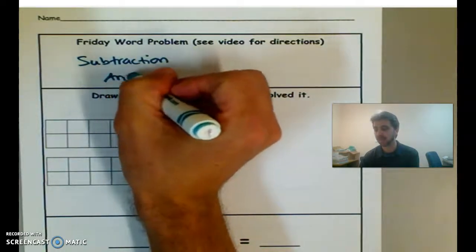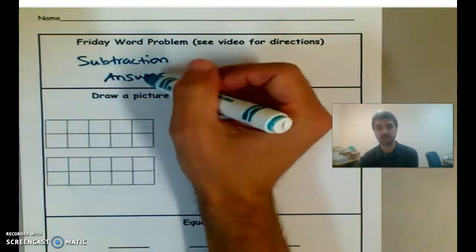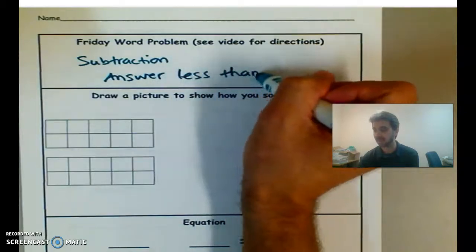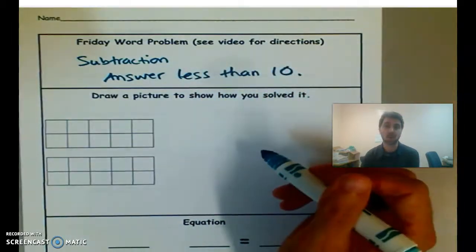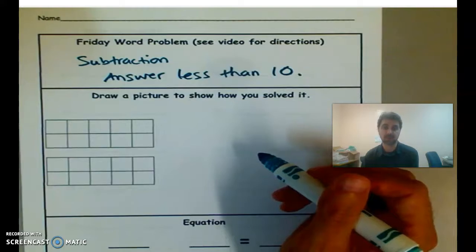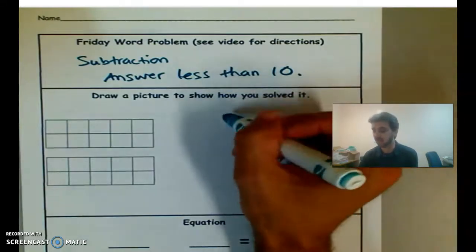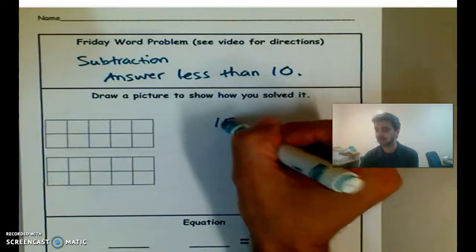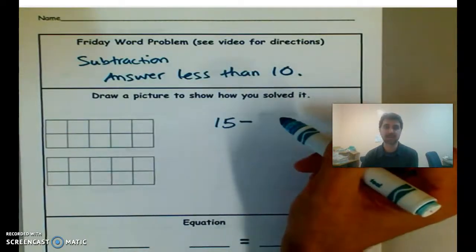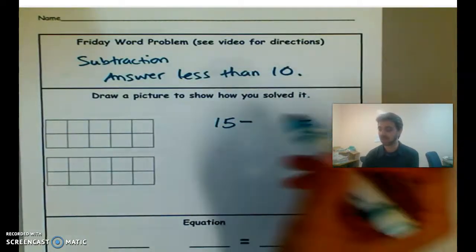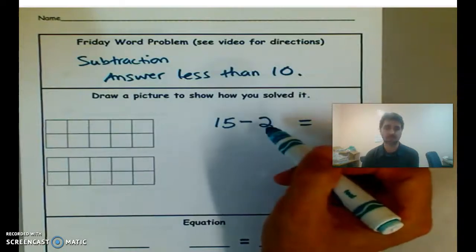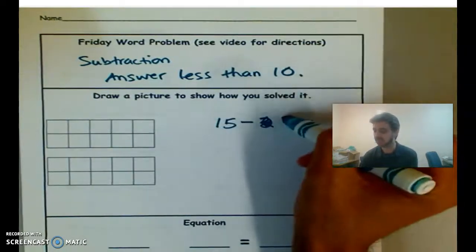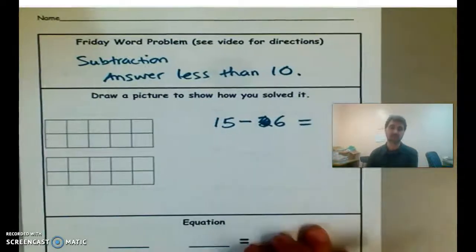And your answer has to be less than 10. All right, and I want you to start with a number greater than 10. So a number greater than 10 would be, let's say, 15. And you have to subtract something that gets you to less than 10. So if you subtracted 2, that's not going to be less than 10. So find something that would get you less, so maybe 15 minus 6. That would get you to less than 10.